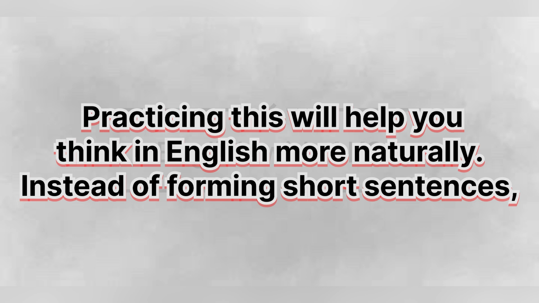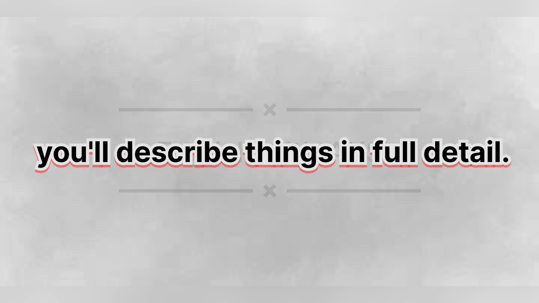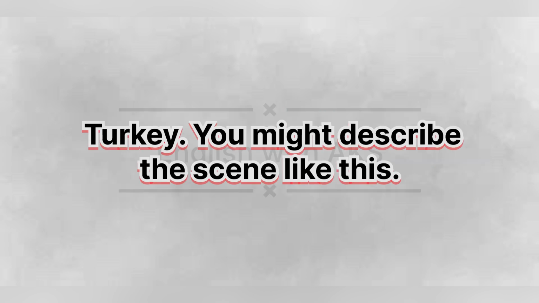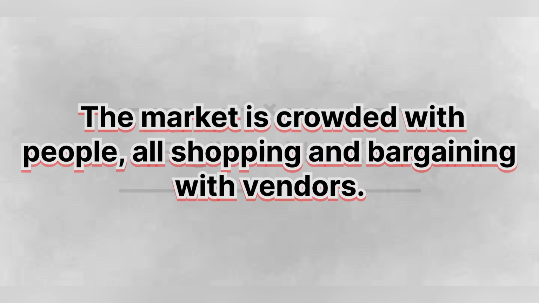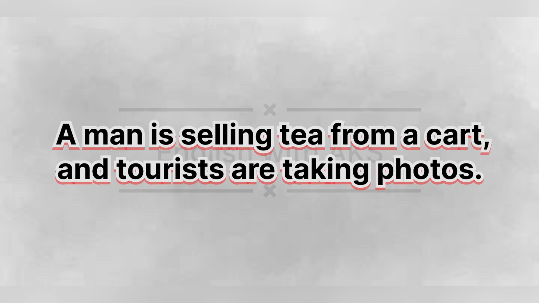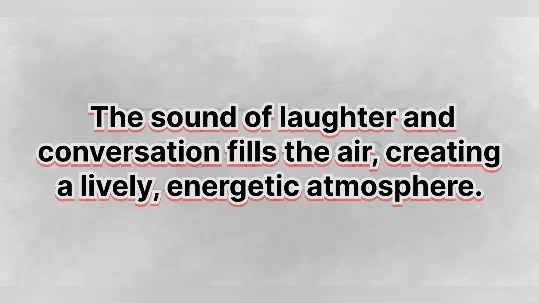Instead of forming short sentences, you'll describe things in full detail. Let's try another example. Imagine you're walking through a bustling market in Istanbul, Turkey. You might describe the scene like this: the market is crowded with people, all shopping and bargaining with vendors. I can smell spices in the air, and the bright colors of rugs and textiles catch my eye. A man is selling tea from a cart, and tourists are taking photos. The sound of laughter and conversation fills the air, creating a lively, energetic atmosphere.